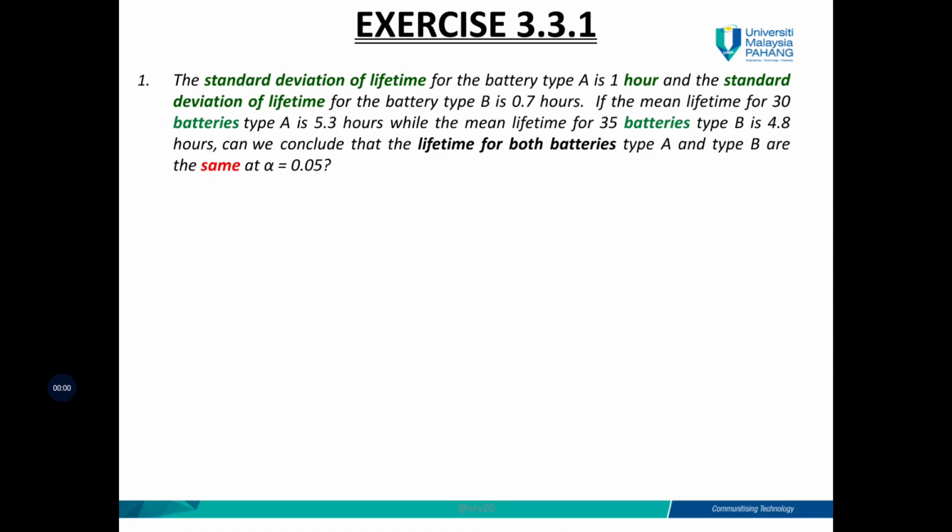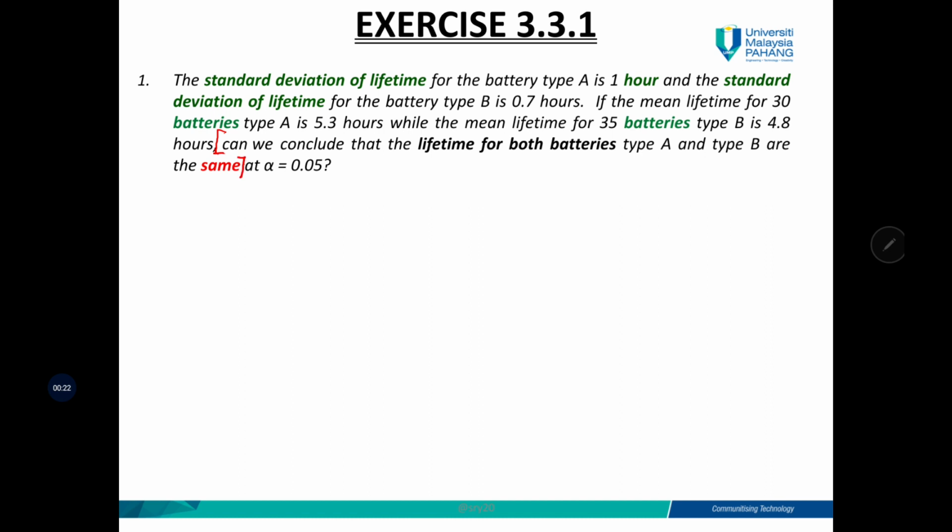We will go to exercise 3.3.1 number 1. Look at the claim, or statement, that we need to test here. We can see that the claim is given here.